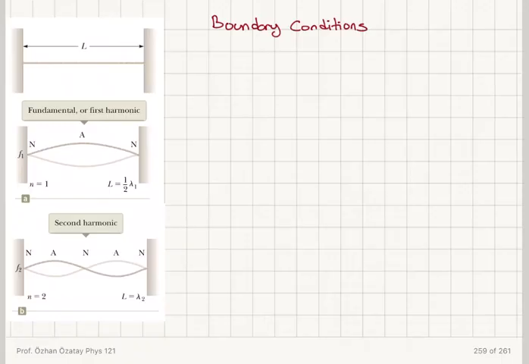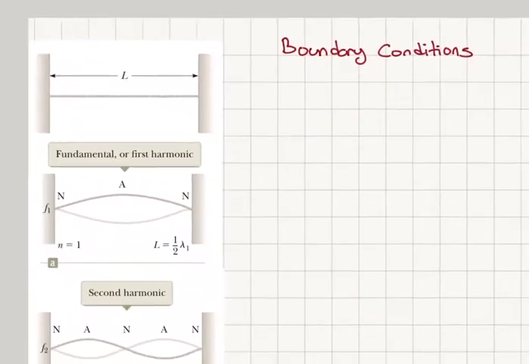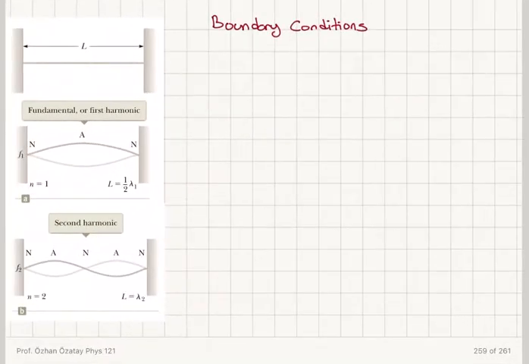Now we want to see the effect of boundary conditions on the wave patterns that we observe for standing waves. Let's say that we have a string that has two fixed ends, so it's basically connected to two fixed ends, and we would like to form standing waves on this string. For this one, the boundary condition that we have is fixed ends.